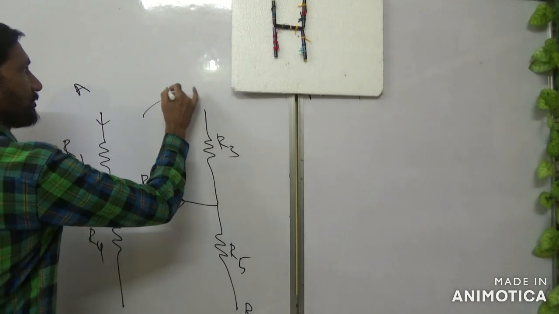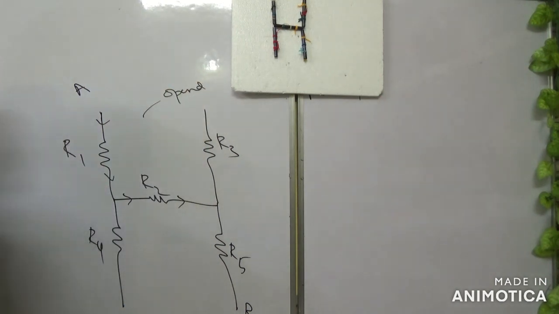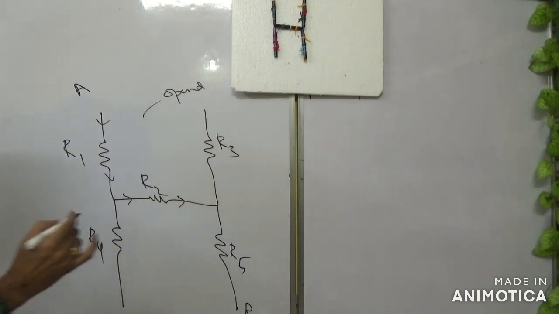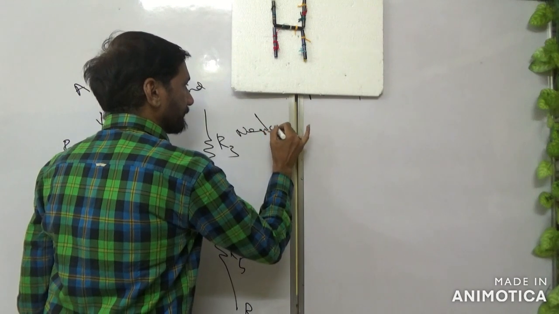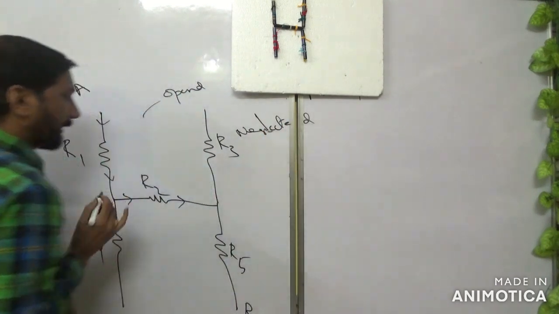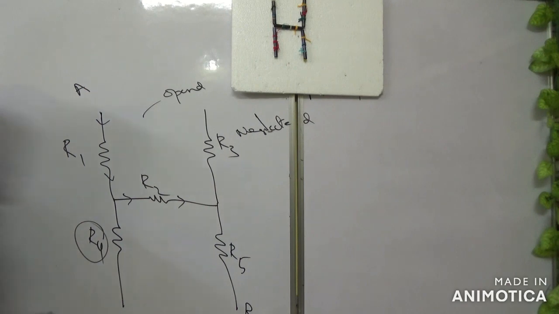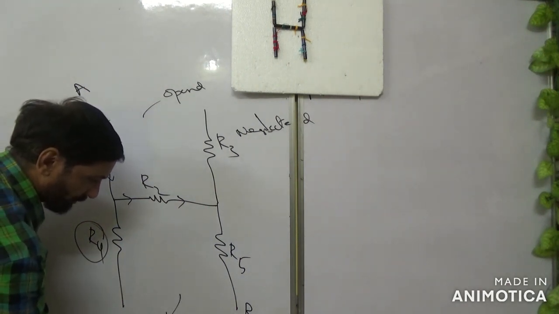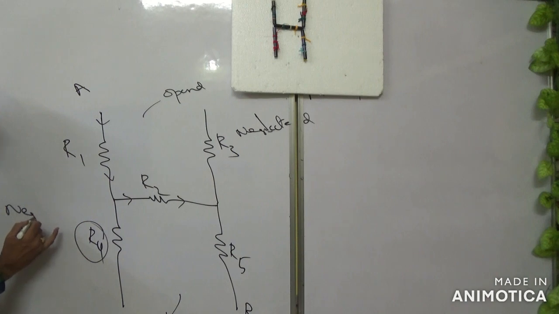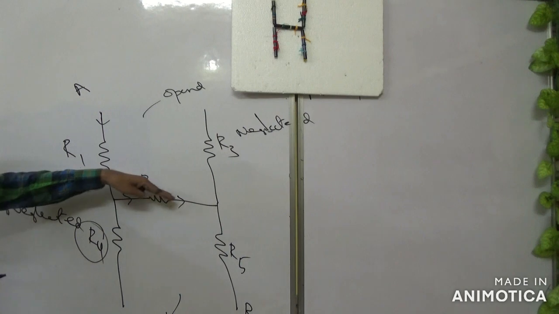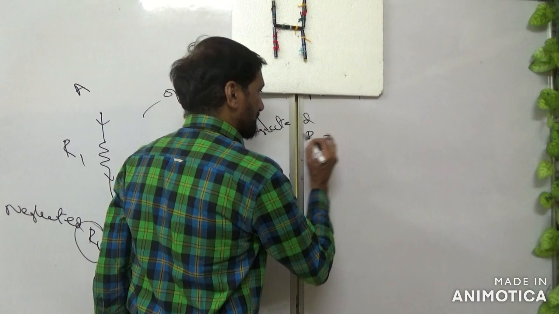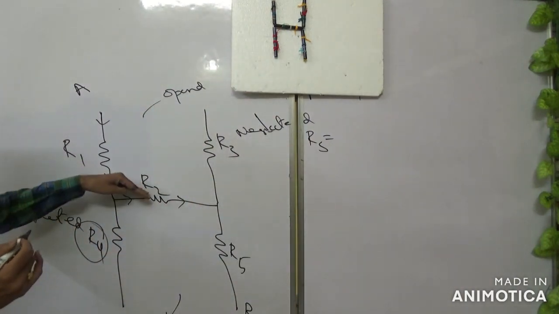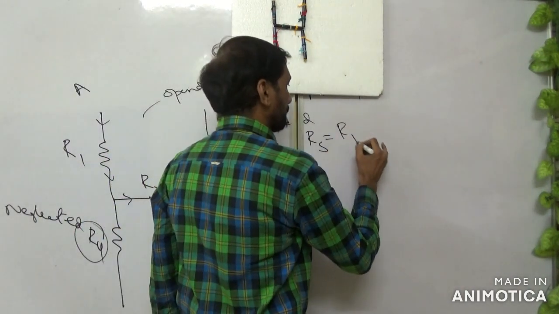But you know, this end is open. So current does not flow through this resistor, so it is neglected. And this is also neglected because this end is open now. So current flows through R1, next R2, next R5. So what is the effective resistance in this case? R1 plus R2 plus R5.